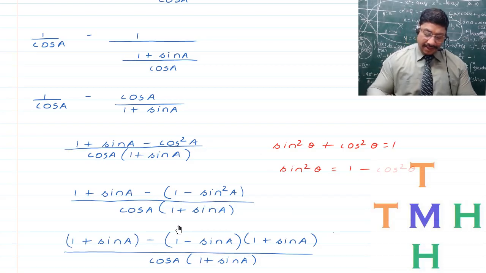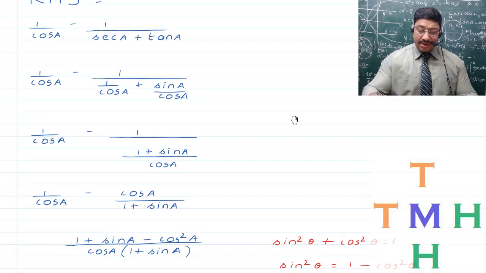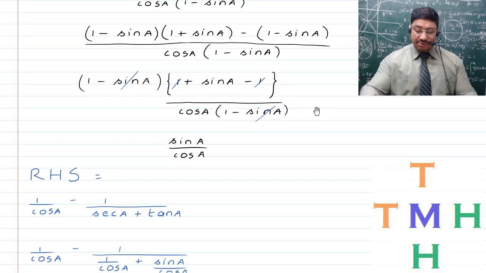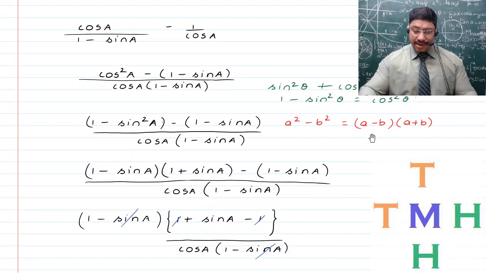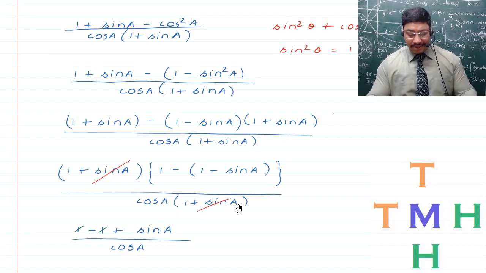So here thus what we do next is we can now again write this to be 1 minus sine A times 1 plus sine A, as we know that A square minus B square is equal to A plus B times of A minus B, right? So we now apply this. As such, here we have 1 minus sine A times 1 plus sine A. Now 1 plus sine A is common in both of these terms. We take it common outside and cancel it off with 1 plus sine A that is there in the denominator.